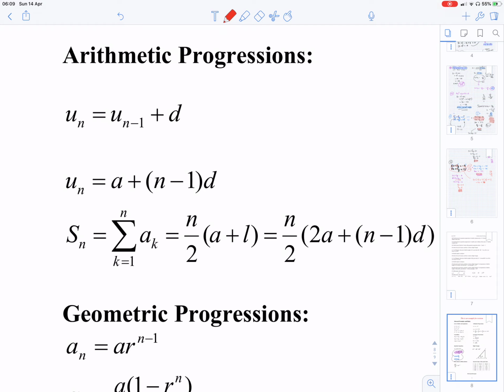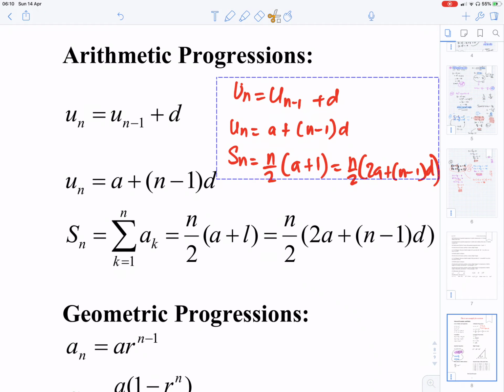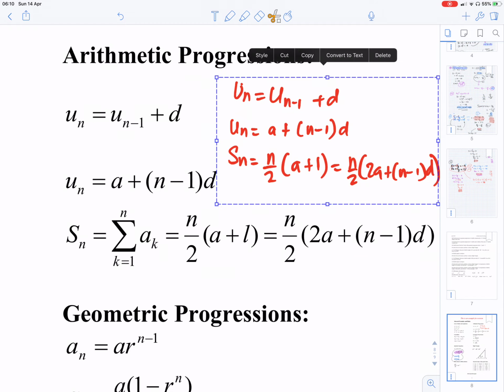So you have un, which is the nth term, is equal to un minus 1 plus the difference. And then you have un equals a plus n minus 1 times the difference. And then you have Sn, which is the sum, is either n over 2, the first plus the last term, or n over 2 times 2a plus n minus 1 times the difference, that's a d. So let's take these equations because we're going to need them for that question.